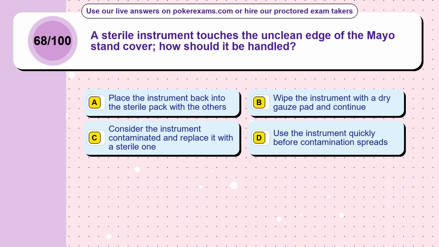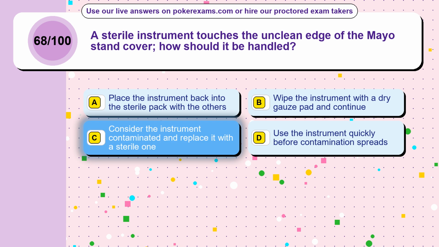Option A, place the instrument back into the sterile pack with the others. Option B, wipe the instrument with a dry gauze pad and continue. Option C, consider the instrument contaminated and replace it with a sterile one. Option D, use the instrument quickly before contamination spreads.